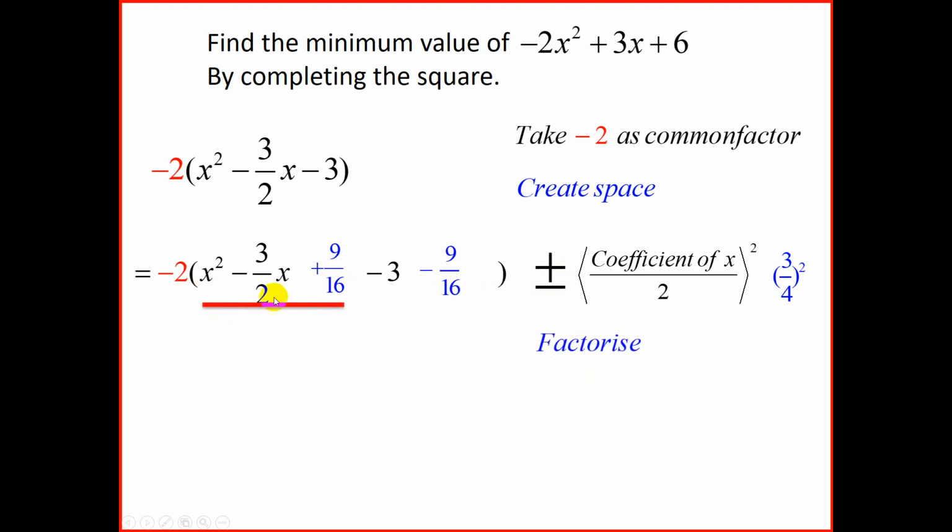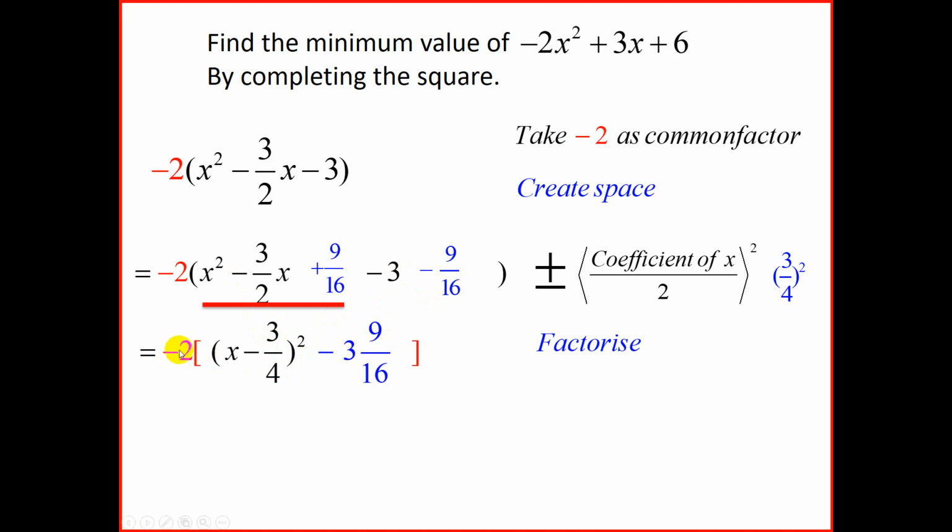Next, we're going to take the first 3 terms, which will form a perfect square trinomial. And we're going to factorize that. So remember, our minus 2 is going to come down. Square root of x squared, x. Square root of 9, 3. Square root of 16, 4. Sign from the middle, negative. And we place our square outside the bracket. Minus 3 minus 9 over 16 is minus 3 and 9 over 16.